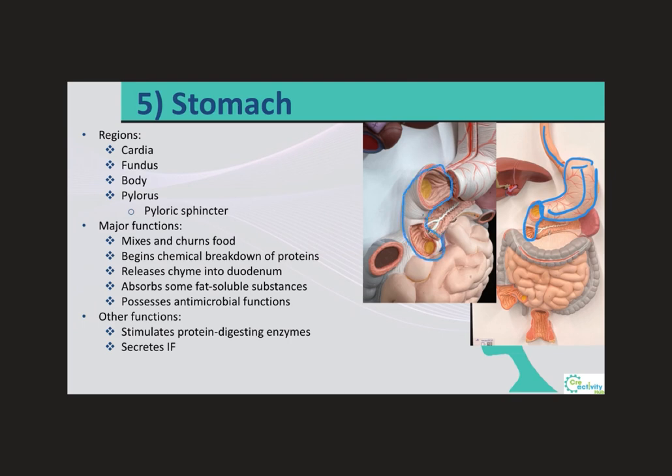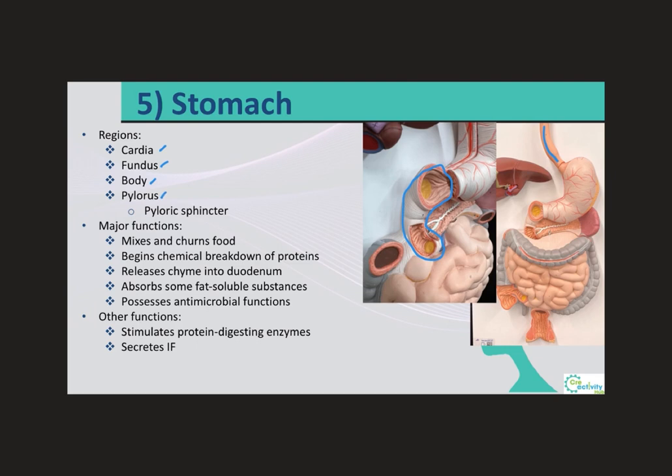Although you do have this minimal amount of carbohydrate digestion occurring in the mouth, the chemical digestion really gets underway in the stomach. There are going to be four main regions in the stomach, which are the cardia, the fundus, the body, and the pylorus.